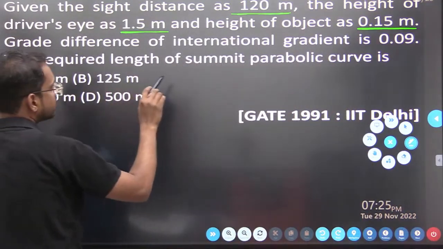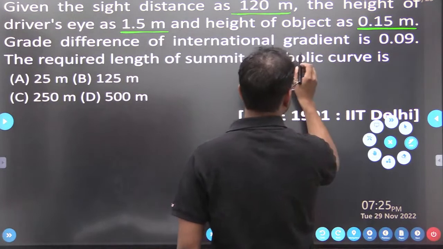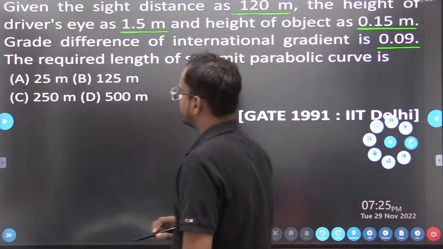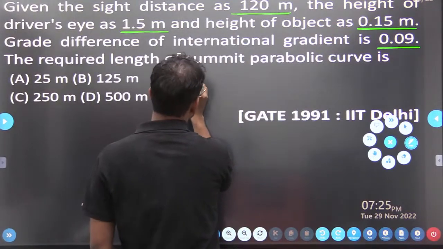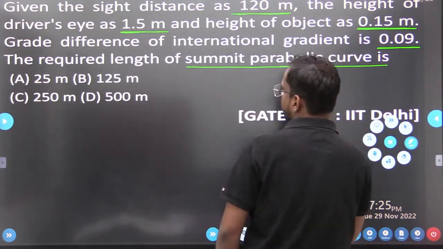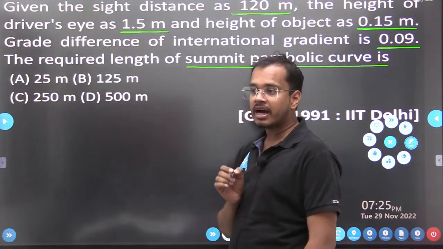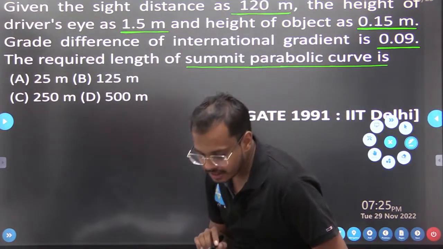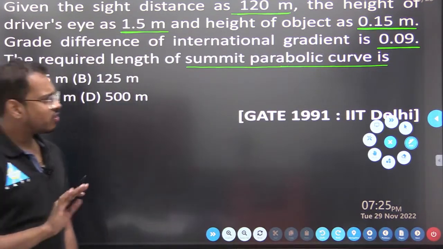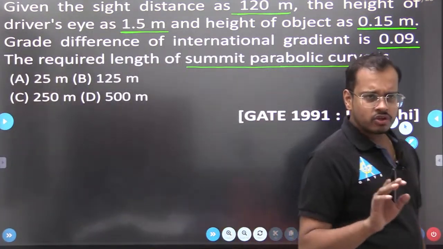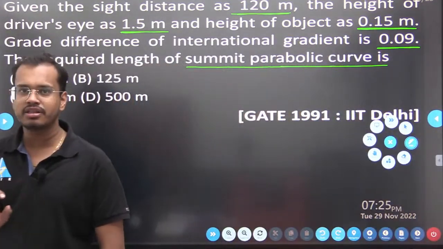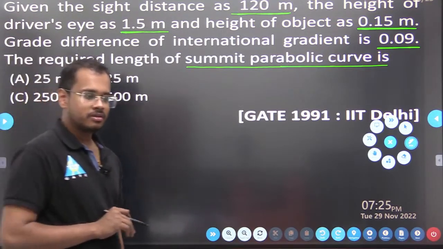The grade difference, the gradient, is 0.09. The grade difference is already given. The required length of summit parabola curve, oh ho, very interesting problem. What is the required length of summit parabola curve? But this question never says whether the length of curve is greater than sight distance or less than sight distance. It is not clearly given in the problem. Then what do I do?